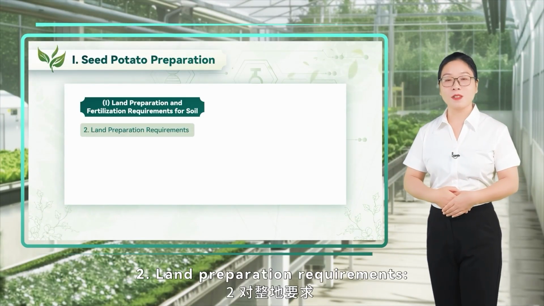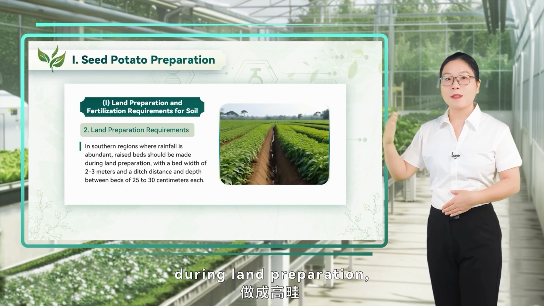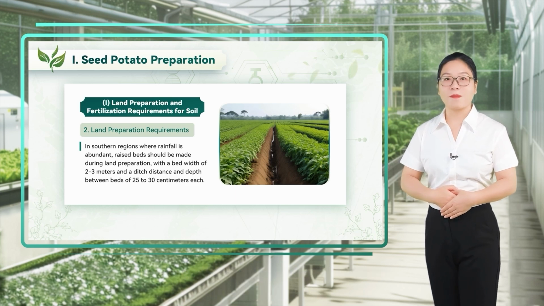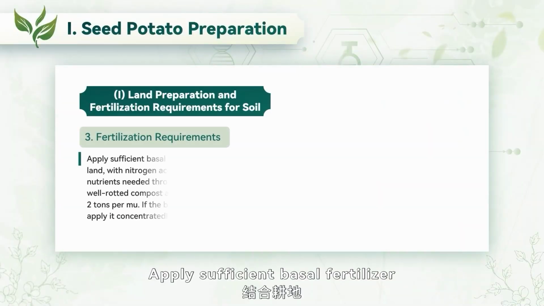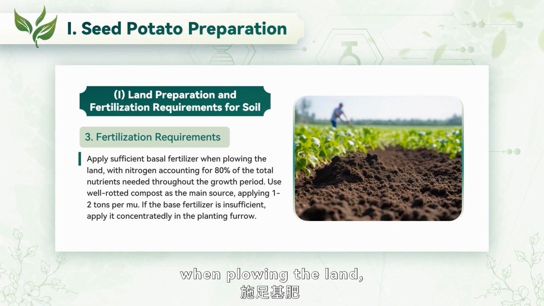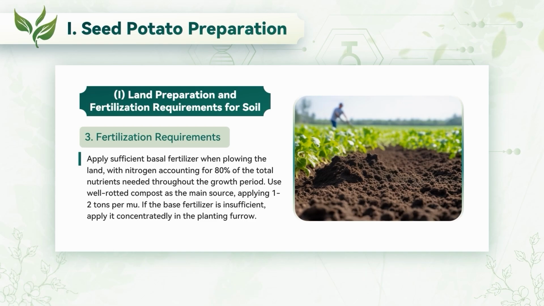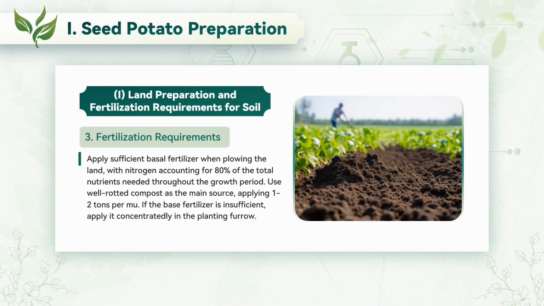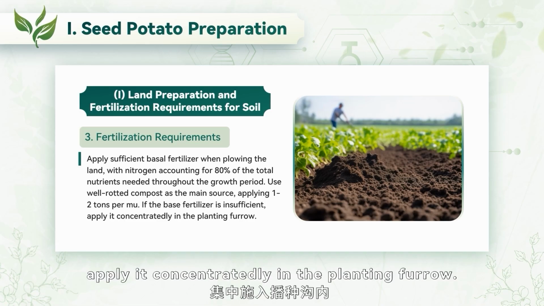2. Land preparation requirements. In southern regions where rainfall is abundant, raised beds should be made during land preparation, with a bed width of 2 to 3 meters and a ditch distance and depth between beds of 25 to 30 centimeters each. 3. Fertilization requirements. Apply sufficient basal fertilizer when plowing the land, with nitrogen accounting for 80% of the total nutrients needed throughout the growth period. Use well-rotted compost as the main source, applying 1 to 2 tons per mu. If the base fertilizer is insufficient, apply it concentratedly in the planting furrow.